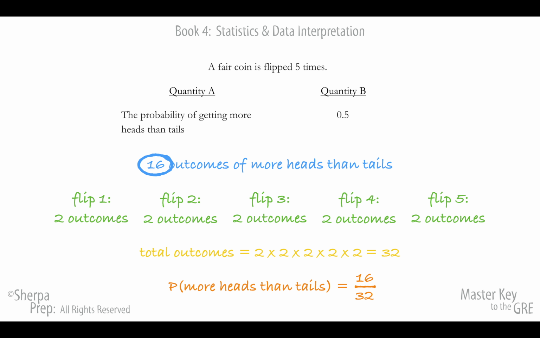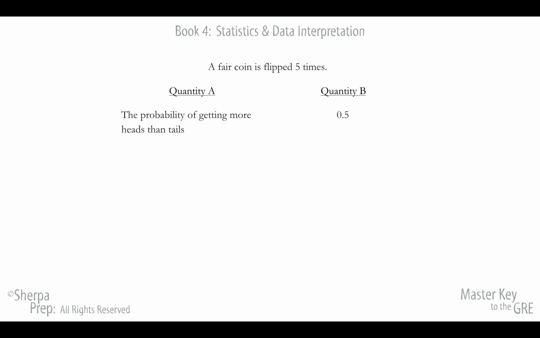Now, having gone through all that, there is of course a much faster way, which is this. Look, when we flip this coin 5 times, there's only really 2 possible outcomes. Either we get more heads than tails, or more tails than heads. We can't get the same number because there's 5 flips, meaning either more heads or more tails.